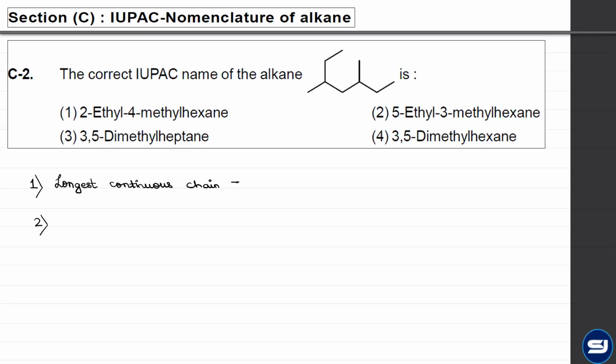So this longest continuous chain of carbon atoms is called the parent chain. Whatever is not included in the parent all become the substituents. And the next rule is to number the carbons such that the substituents get the lowest possible number. So the second is the lowest numbering rule. Done. So first select the longest chain, then number it, and you will simply get the IUPAC name.